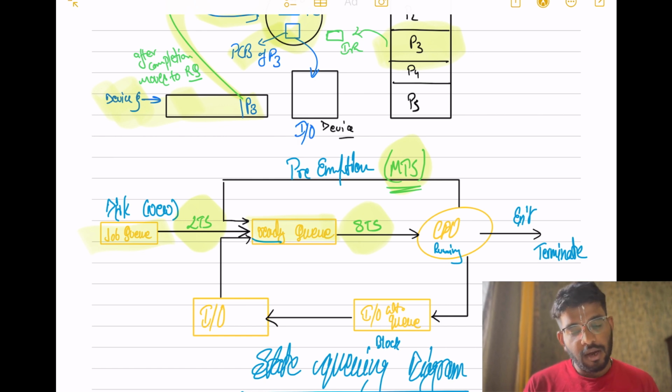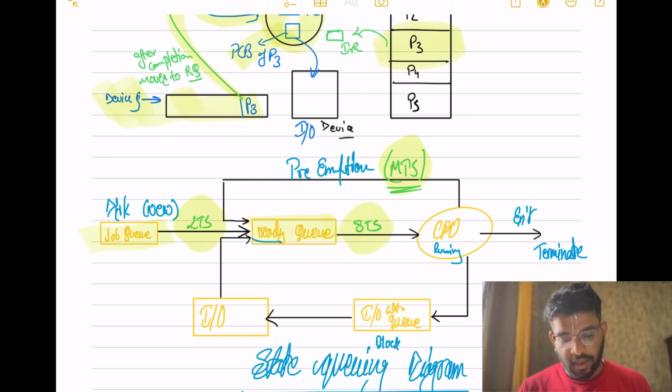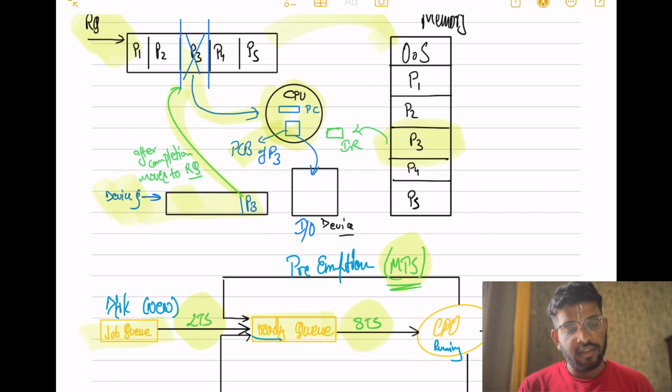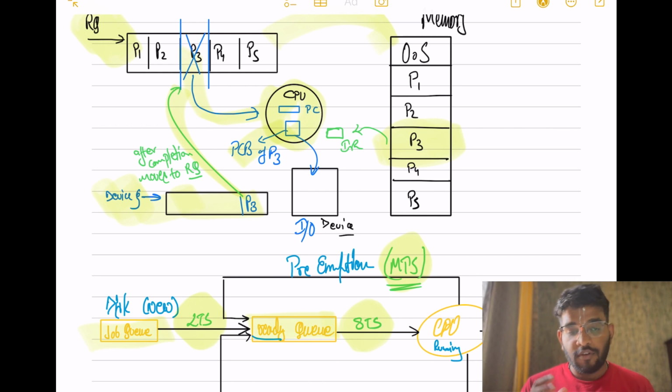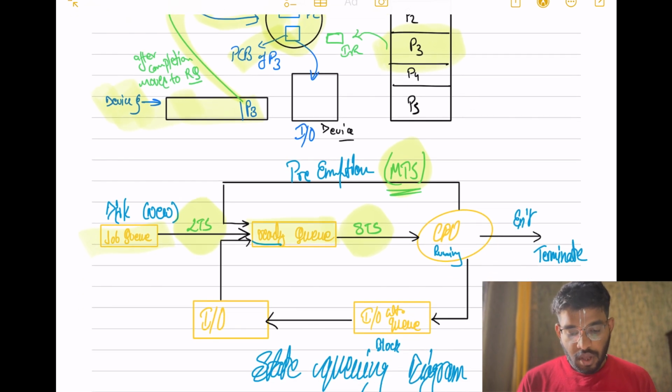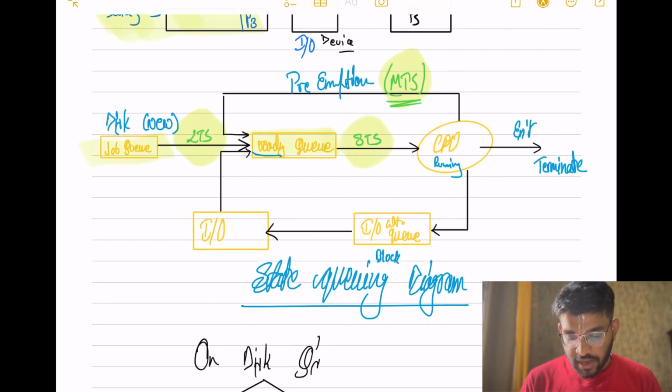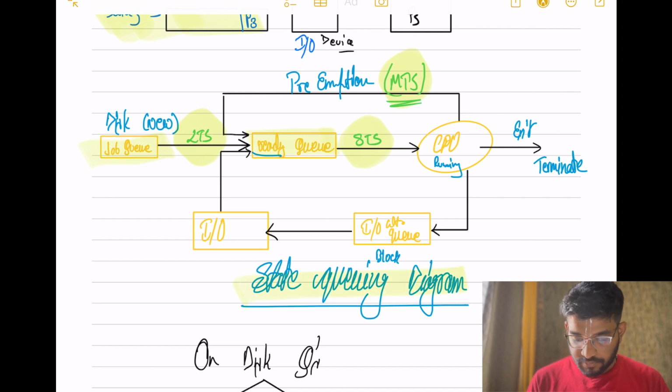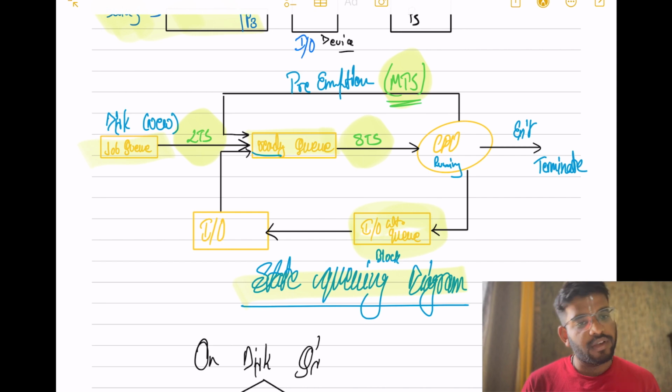For example, let's take P3, which gets preempted. When P3 gets preempted, it is the job of the mid-term scheduler to make it available again for the short term scheduler to choose it again for execution. So this is a queuing diagram, and there are other queues for IO wait, which is like a device queue.